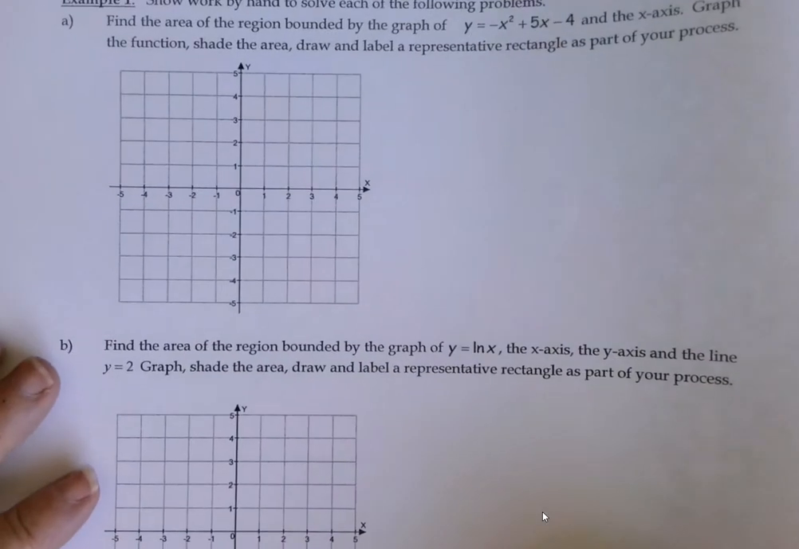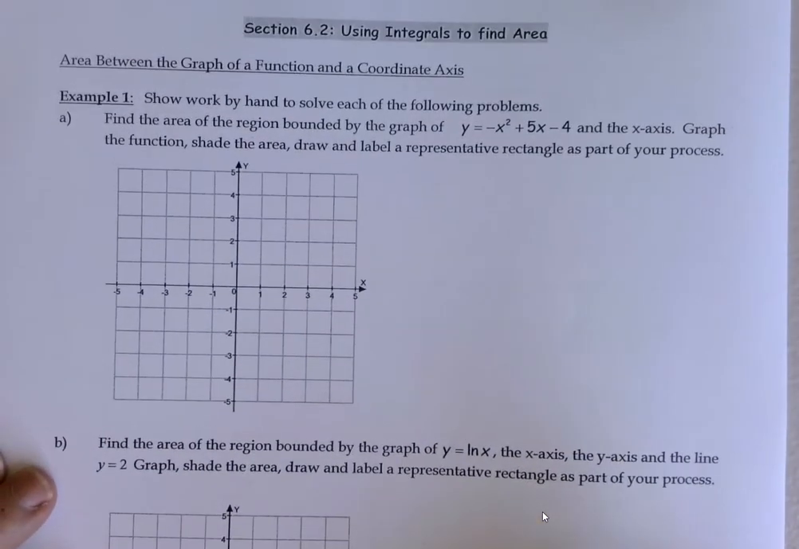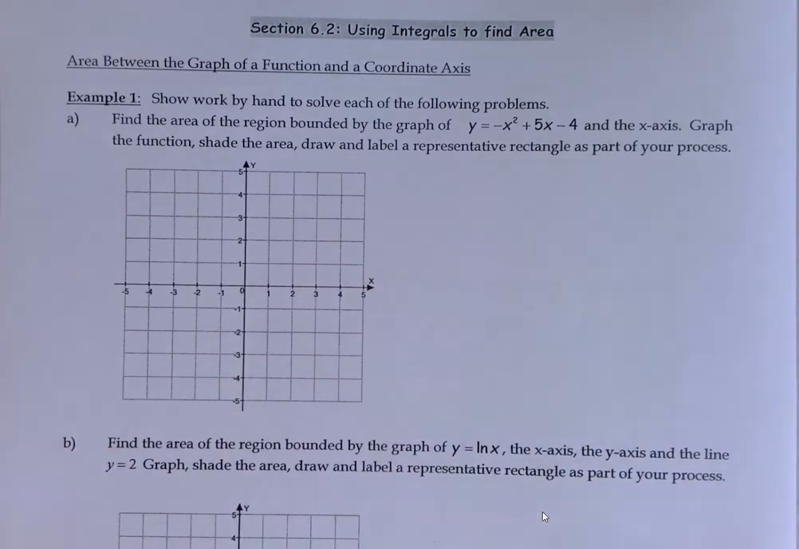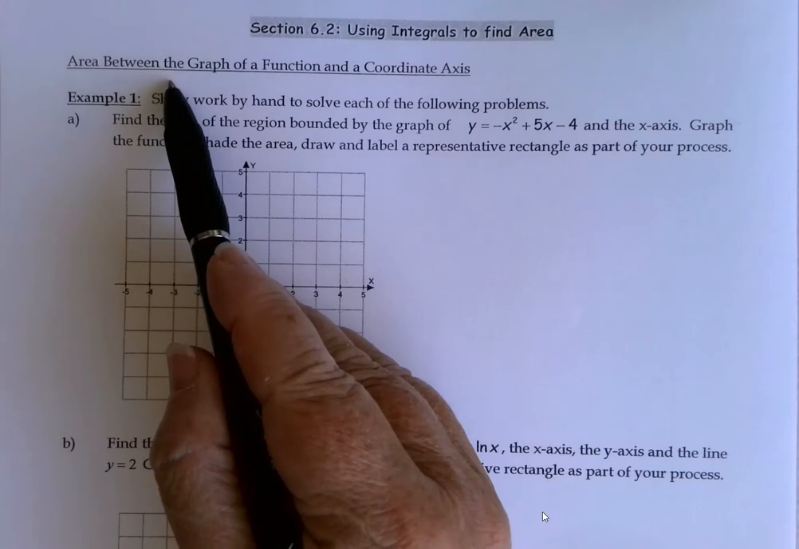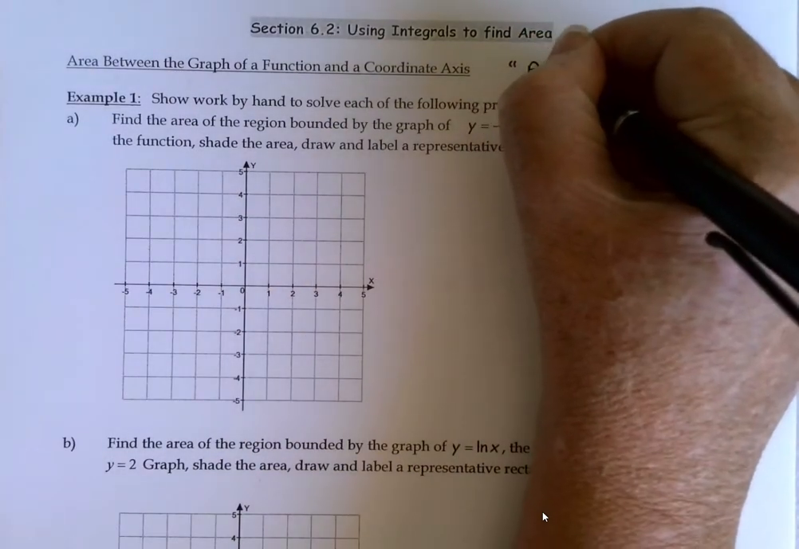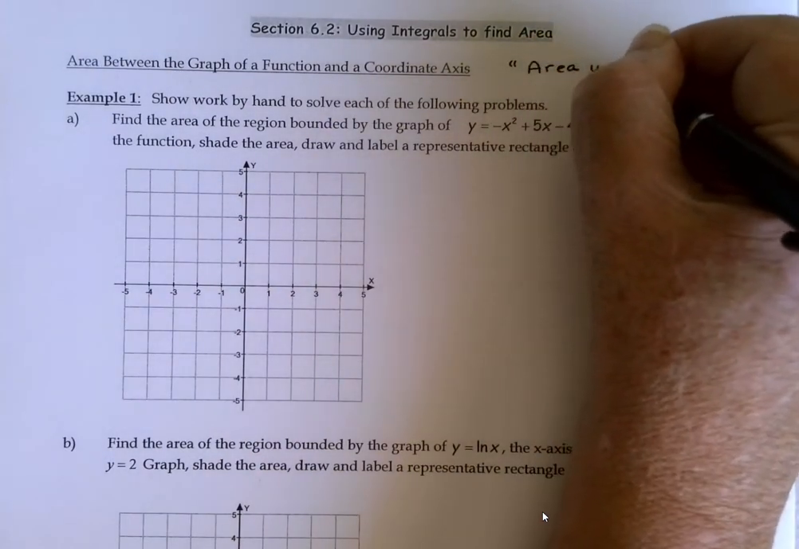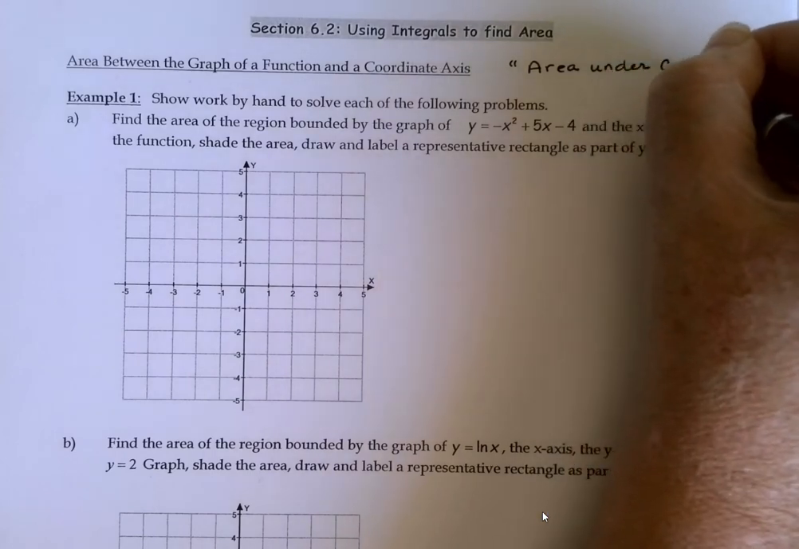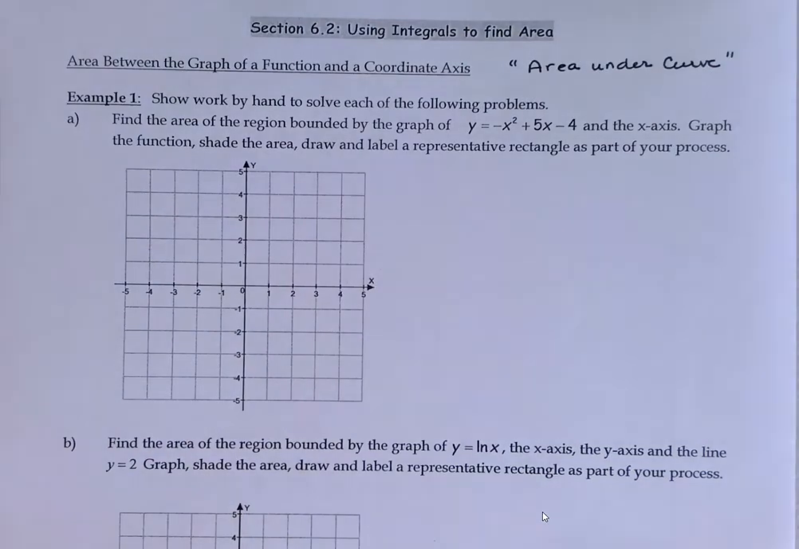Section 6.2 talks about using integrals to find the area. We've started this process in Calc 1. You saw a little bit of this before, so I'm going to begin by just building on what we already know. If I would like the area between the graph of a function and a coordinate axis, this is like the area under the curve. And we saw back in Calc 1 that that can be calculated with a definite integral. So let's take a look.